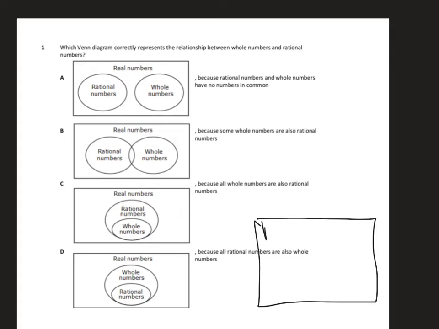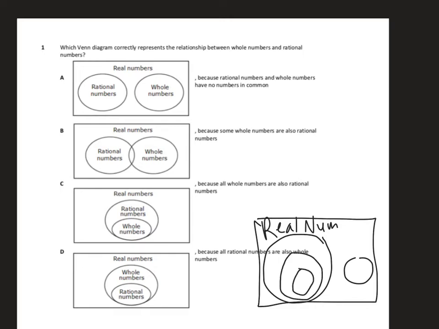All the numbers that are going inside of this box are real numbers. Then we're going to have two circles. We're going to have a big one here, and then another one over here, meaning those two types of numbers are separate, or they don't belong together. And then over here, we're going to have another set of numbers, and I'm going to label each one of them for you.